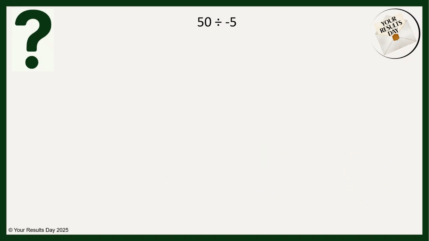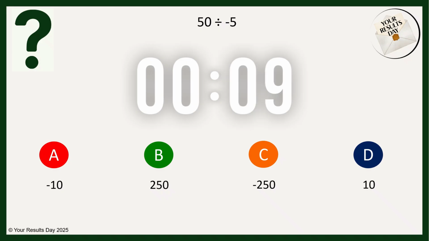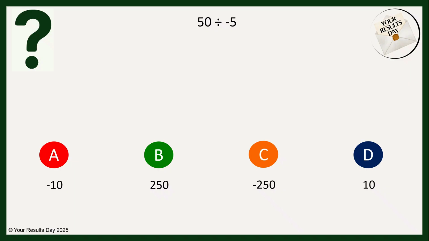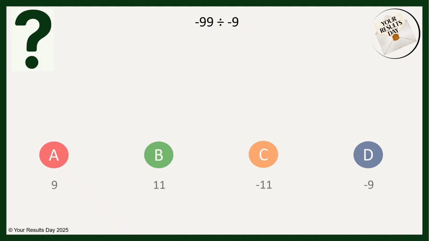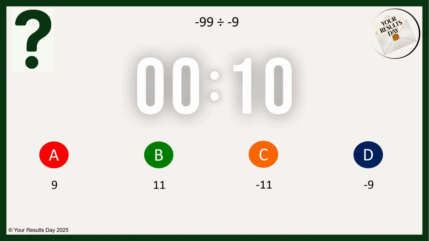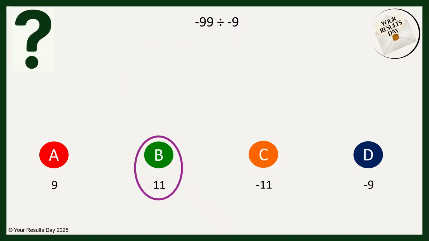On to division for the last couple. We have got 50 divided by negative 5. That one was A, negative 10. And our final one, negative 99 divided by negative 9. Here are your options. And the answer is B, positive 11. Well done for taking part in that segment.